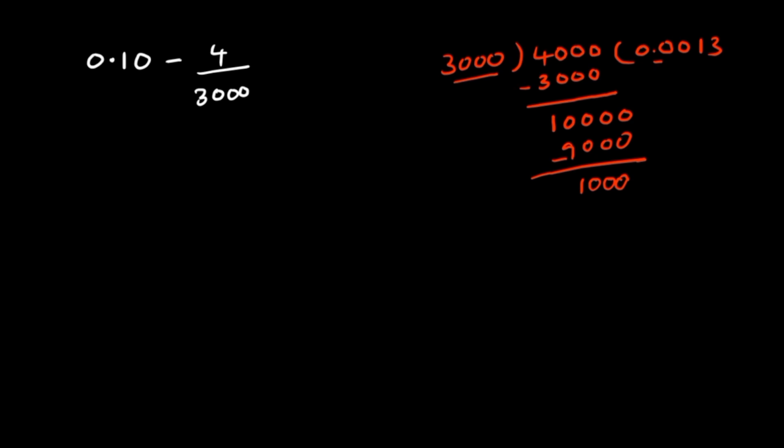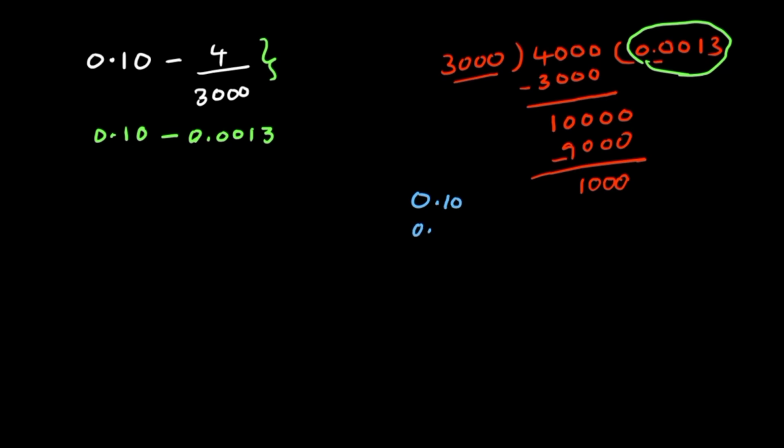Now this is 0.10 minus. Now instead of this result I am going to write 0.0013. Okay, so now how to subtract it? Just to check it: 0.10, and here we have 0.0013. After the decimal point we can take as many zeros as we want.